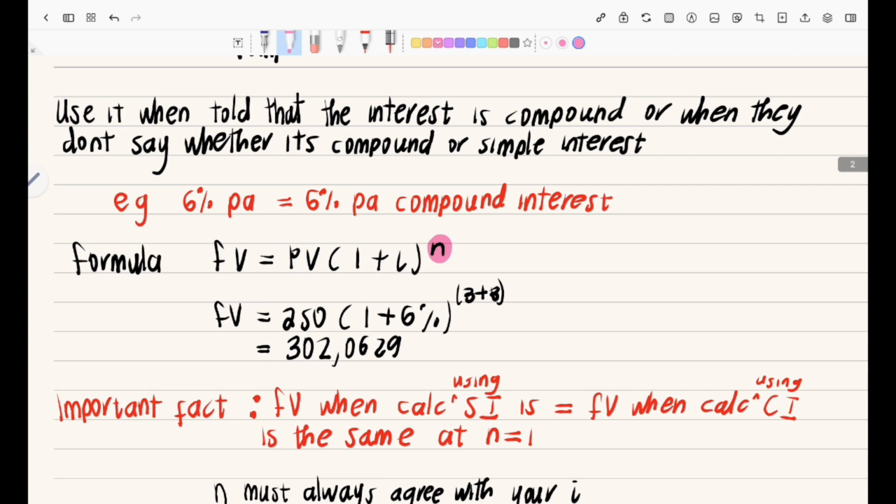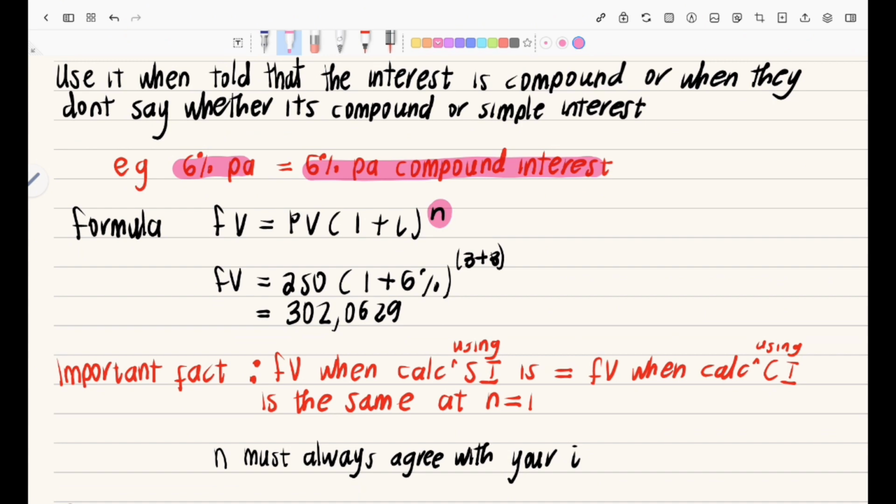So what I mean by that is that they can actually tell you this. They could be like, calculate your future value. Your I is 6% per annum compound interest. Or they could just say 6% per annum. So when they say 6% per annum, you need to assume, right? You're allowed to assume that it is 6% per annum compound interest. Unlike in simple interest, where if they don't tell you anything about whether it's simple or compound, you can't just assume it's simple interest, right? They need to tell you that it's 6% per annum simple interest.